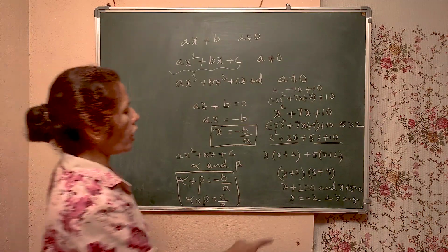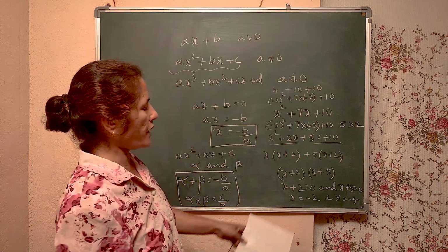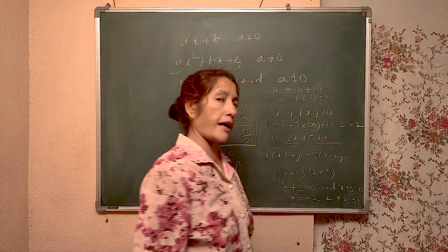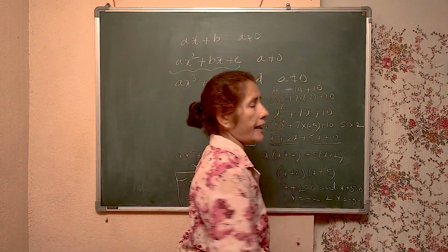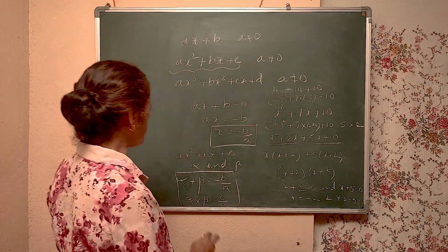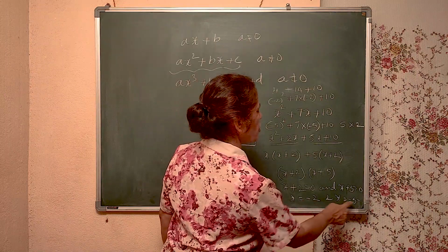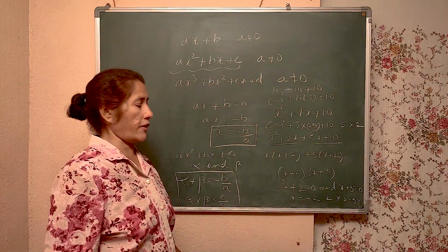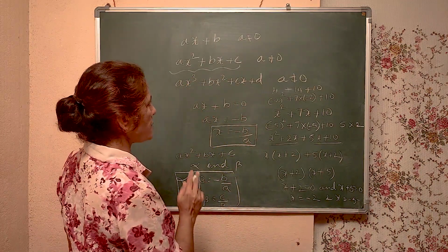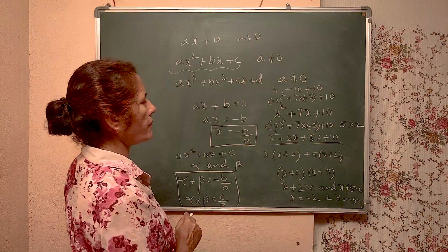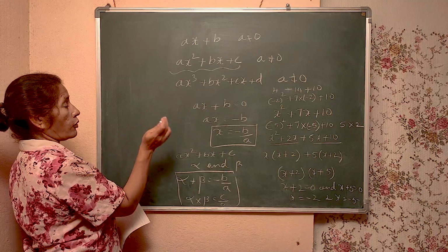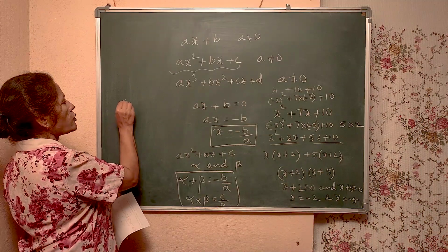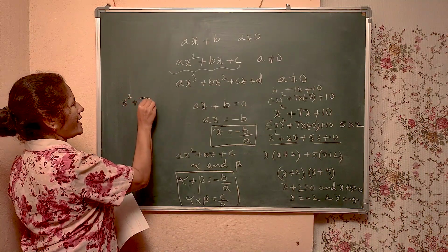What is alpha you got? Minus 2. What is beta you got? Minus 5. Understood? Alpha means one zero, beta means another zero. Alpha plus beta: what is minus 2 minus 5? Minus 7. Is minus b by a minus 7? What is the quadratic polynomial they have given? x² + 7x + 10.